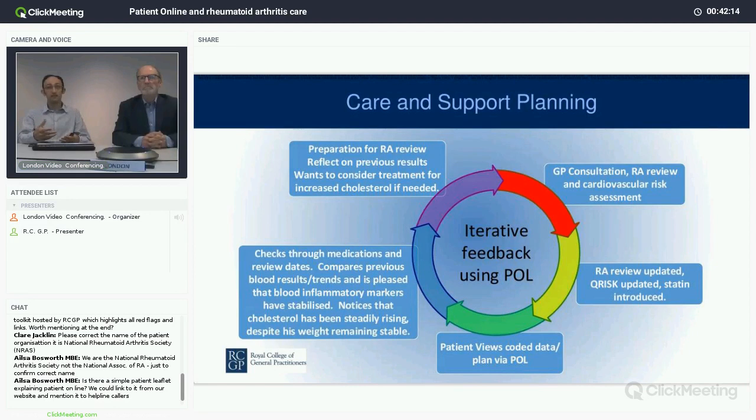They can discuss that, and they can introduce a statin, and again, the cycle would then continue with the patient looking through their coded records, seeing if their cholesterol comes down, seeing if anything changes with regards to liver function, etc. And again, it's an opportunity to get engaged with the entire process.